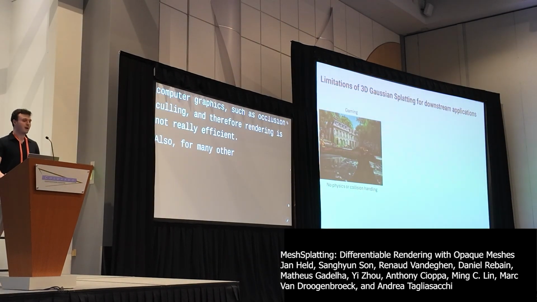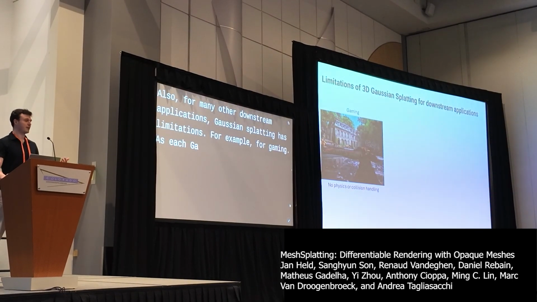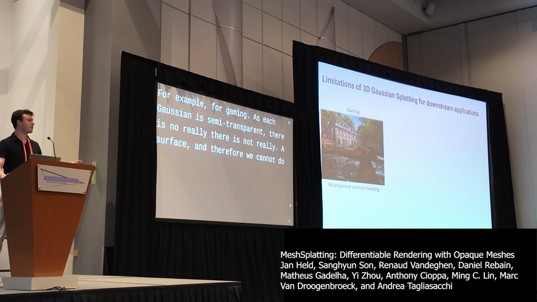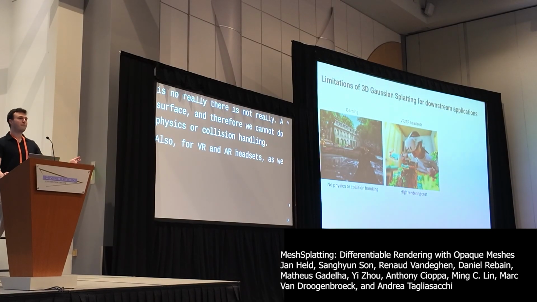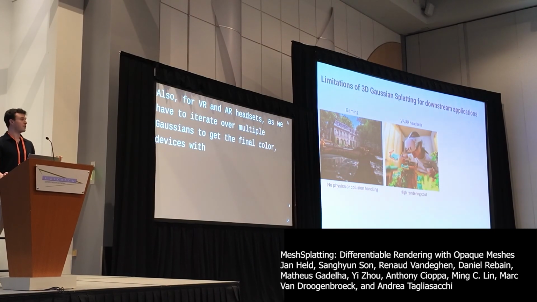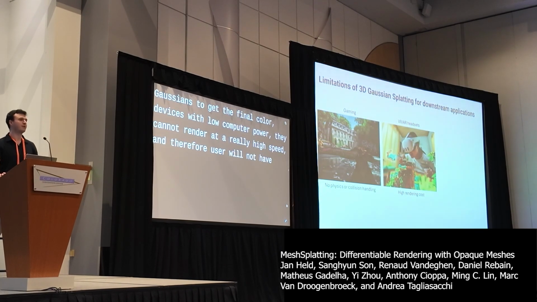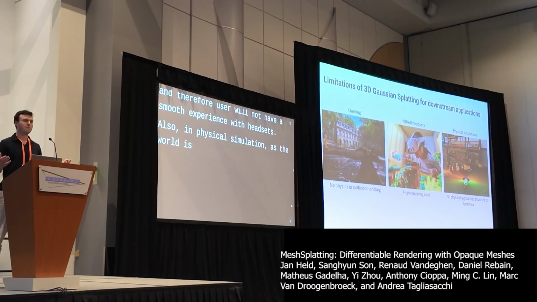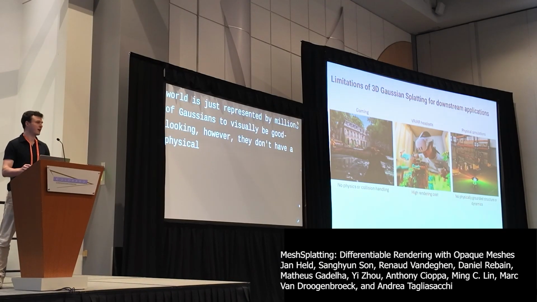Also, for many other downstream applications, Gaussian Splatting has limitations. For example, for gaming, as each Gaussian is semi-transparent, there is not really a surface, and therefore we cannot do physics or collision handling. Also, for VR and AR headsets, as we have to iterate over multiple Gaussians to get the final color, devices with low compute power cannot render at a really high speed, and therefore the user will not have a smooth experience with headsets. Also in physical simulation, the world is just represented by millions of Gaussians to visually look good, however, they don't have a physical meaning.